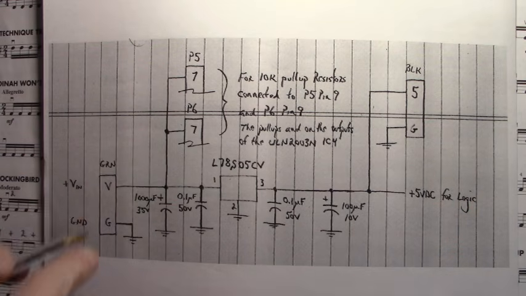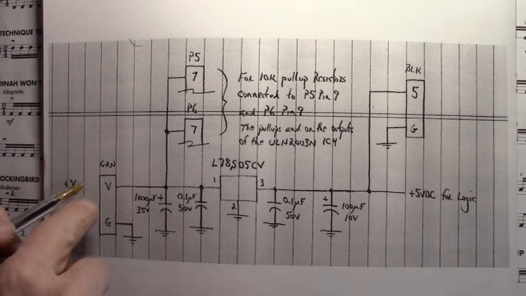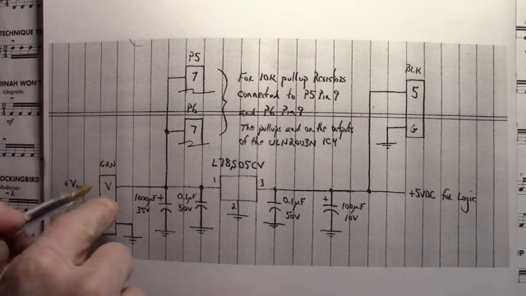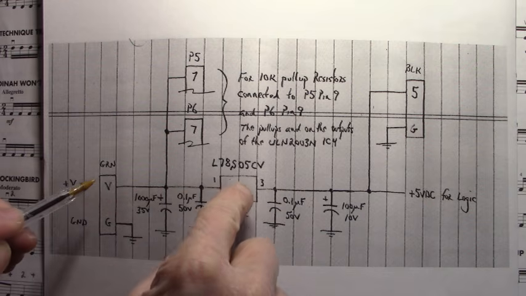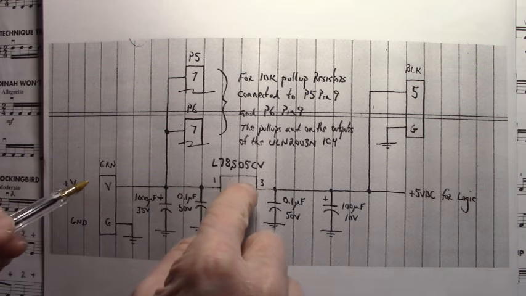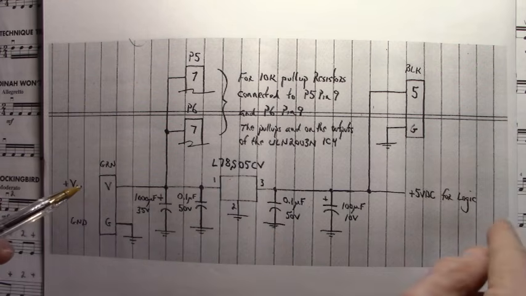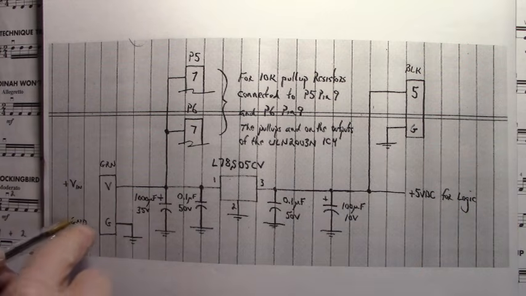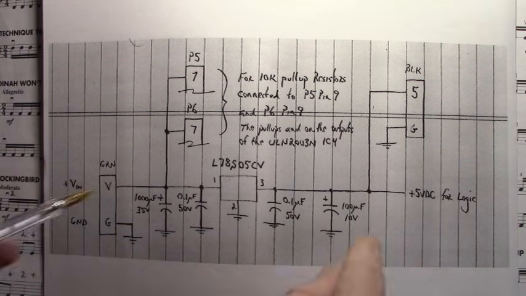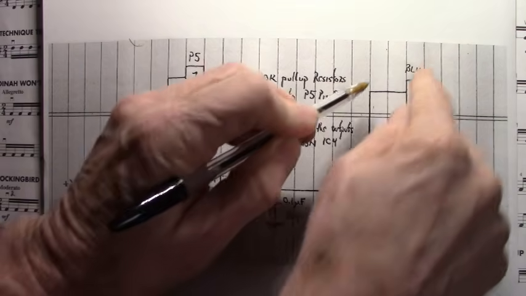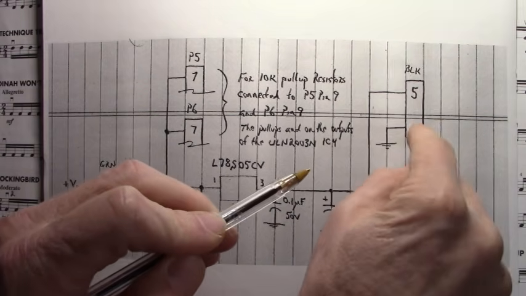Here on the green connector we have plus VN, on the V terminal going to an L78S05CV. That makes the 5 volts for the logic, and ground on the G terminal. And then we have over here 5 volts and ground.